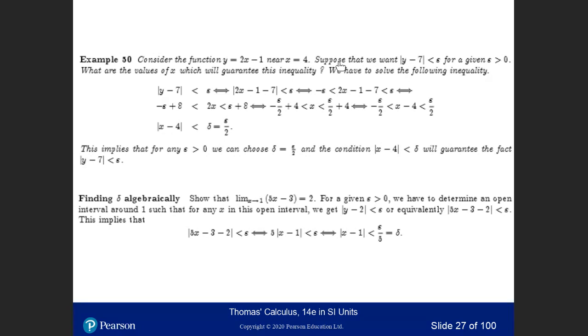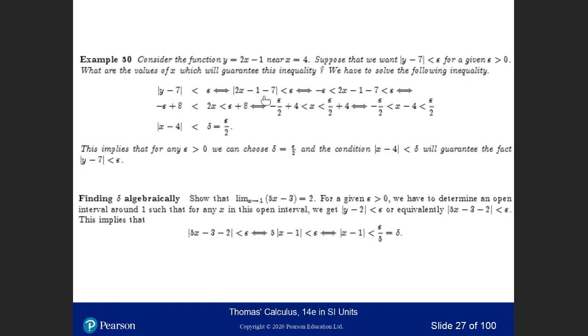So if you give me any epsilon, it might be as small as you want, it doesn't matter, I have to find you a delta. So algebraically, I start like this. Absolute value of y minus 7, where y is equal to f of x, which is 2x minus 1, and L is the limit, 7. So this inequality is equivalent to this inequality, because I substitute for y here.